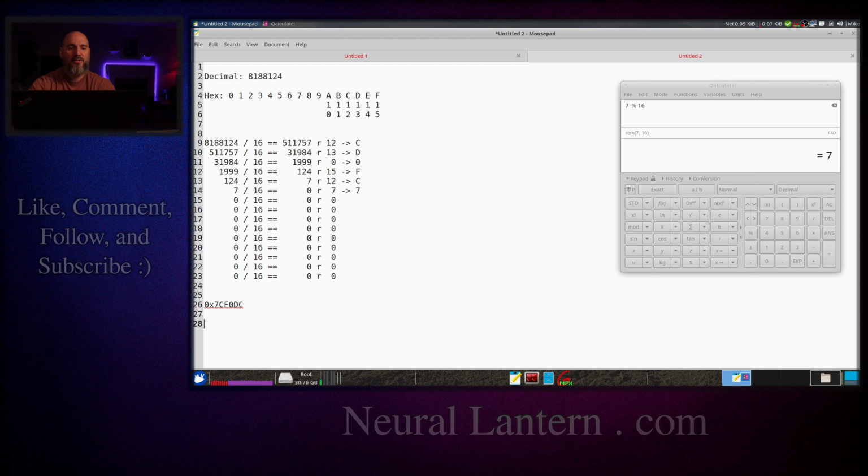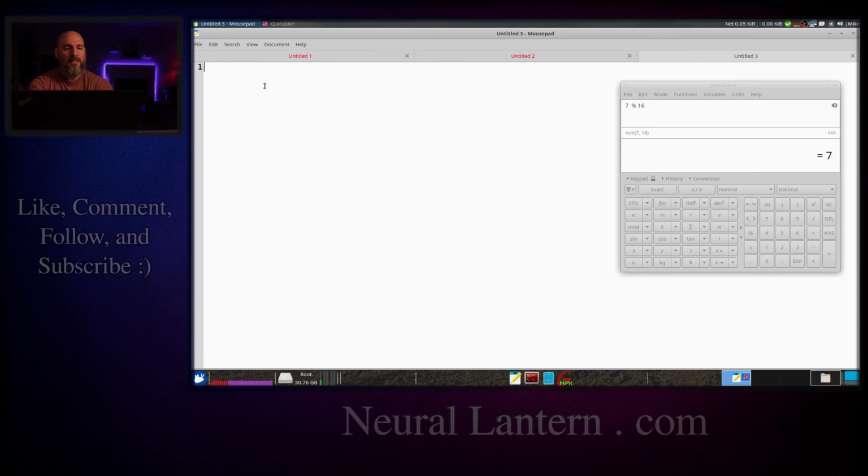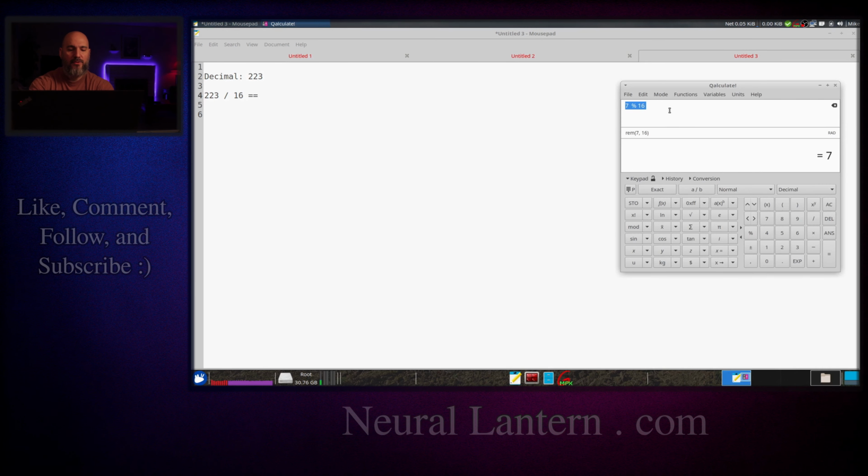Okay, so let's just do another number. We'll make it a little bit smaller so it's easier. We'll say decimal, and we'll go 223. So it's faster. So we start off with 223, we divide it by 16, and that's going to be something. So 223 divided by 16 is going to be 13 remainder something. I'm going to do the modulo operator.